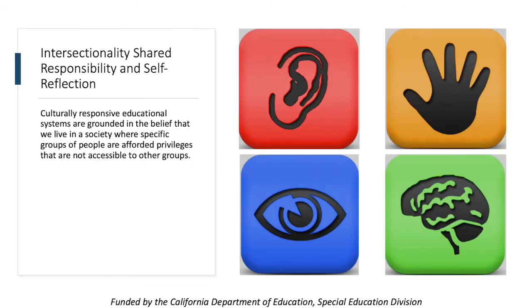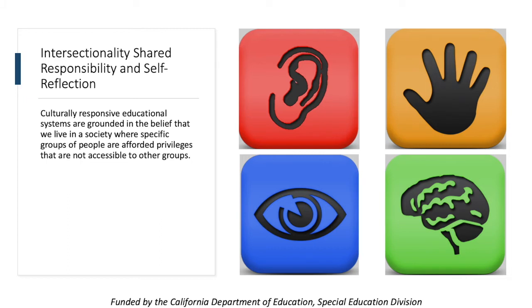To begin the conversation about learner variability through the lens of intersectionality, we have to self-reflect on the idea that there are specific groups of people that are afforded privileges in our society and educational system that are not accessible or afforded to other groups. This requires a level of adult self-reflection and also shared responsibility. We are all responsible for teaching all students beyond the silos of general education, special education, English learners, etc. All students are our students, and all students are general education students first.